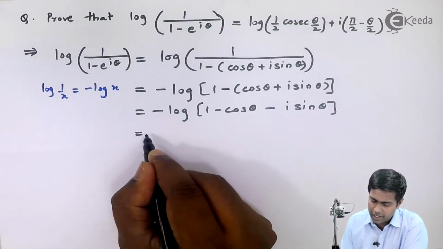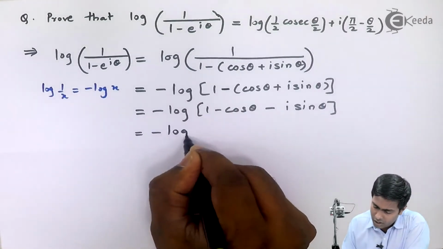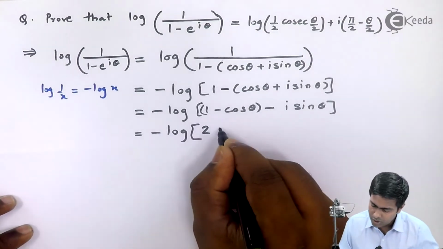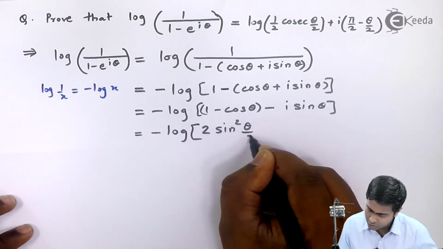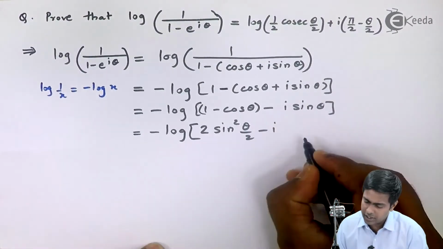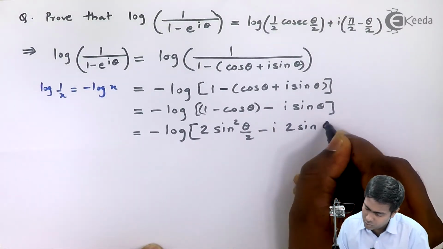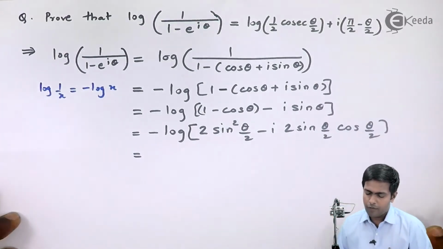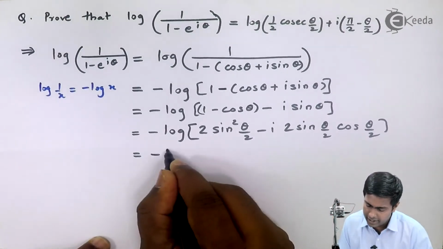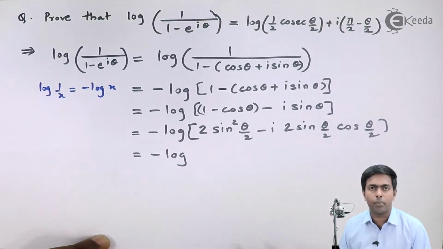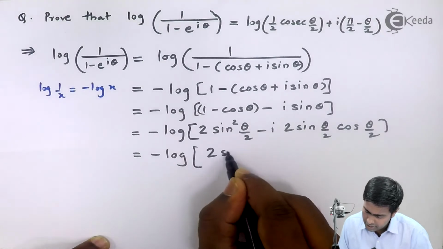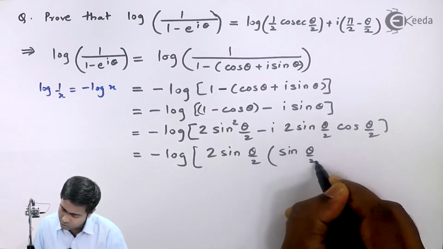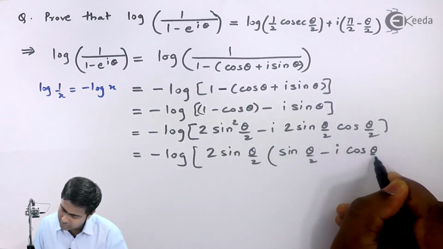Now next we can use the formulas. Here the formula for 1 minus cos theta is 2 sin square theta by 2. Similarly, the formula for sin theta is 2 sin theta by 2 into cos theta by 2. Now from these two terms I can take 2 sin theta by 2 common. So this will become 2 sin theta by 2 outside. In the bracket we'll get sin theta by 2 minus i cos theta by 2.